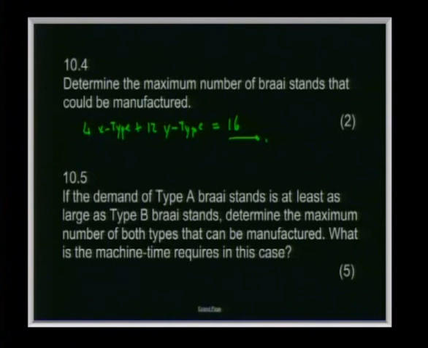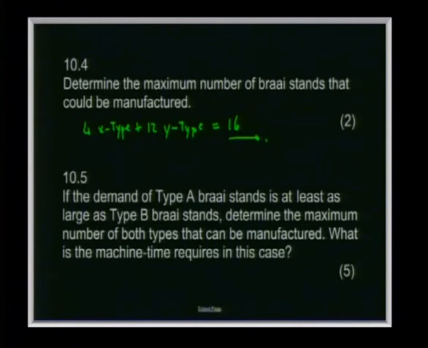10.5. If the demand of type A braai stands is at least as large as type B braai stands, determine the maximum number of both types that can be manufactured. And then they ask a question about machine time. What are they actually doing here? They're giving us an additional constraint. This constraint is going to change the feasible region. Probably going to chop half of it away. Let's write down the constraint. Then we'll go back to the graph, fill it in, and then we'll answer the questions.